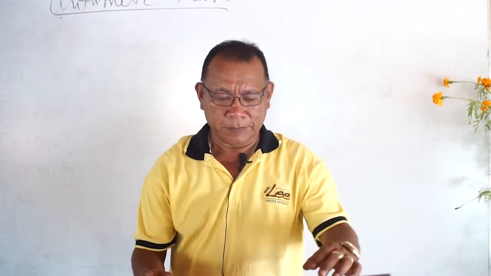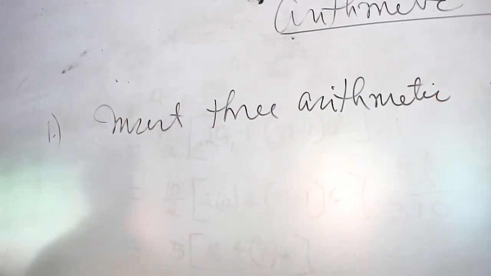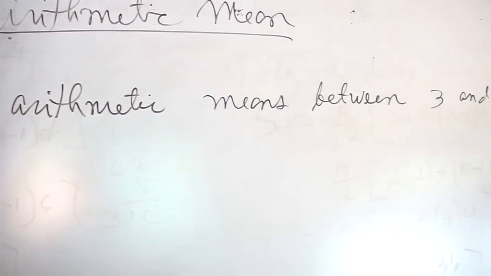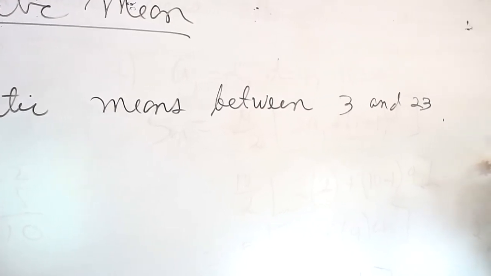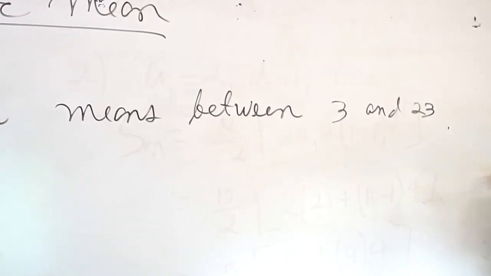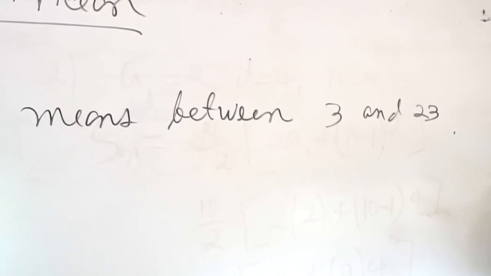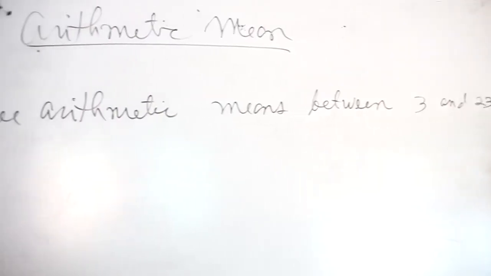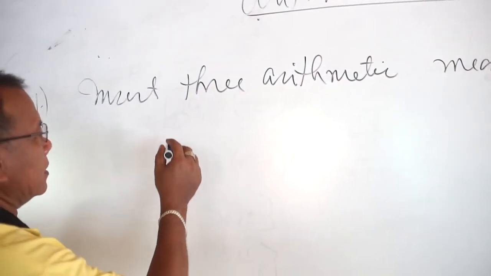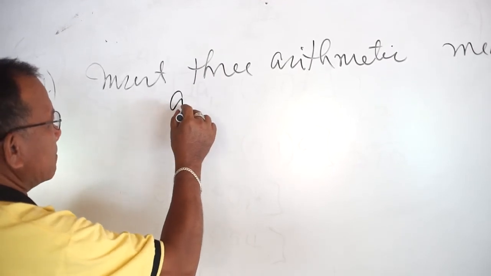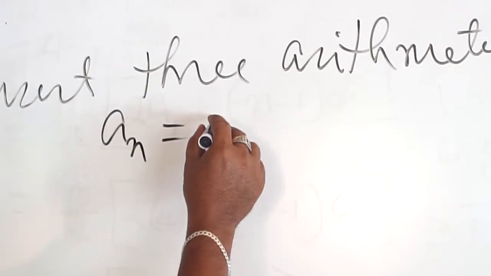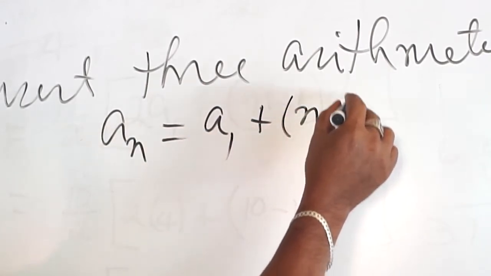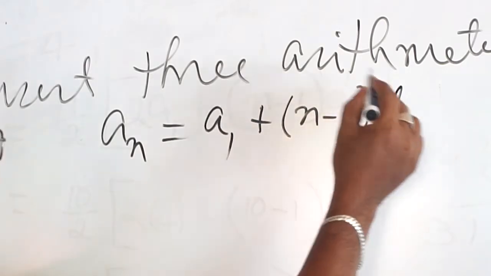Like for example, number 1, insert 3 arithmetic means between 3 and 23. The formula in solving the arithmetic mean, so you have to solve the common difference. We use the same formula in the arithmetic sequence. So a subscript n is equal to a subscript 1 plus open parenthesis n minus 1, then close parenthesis, so we have d.